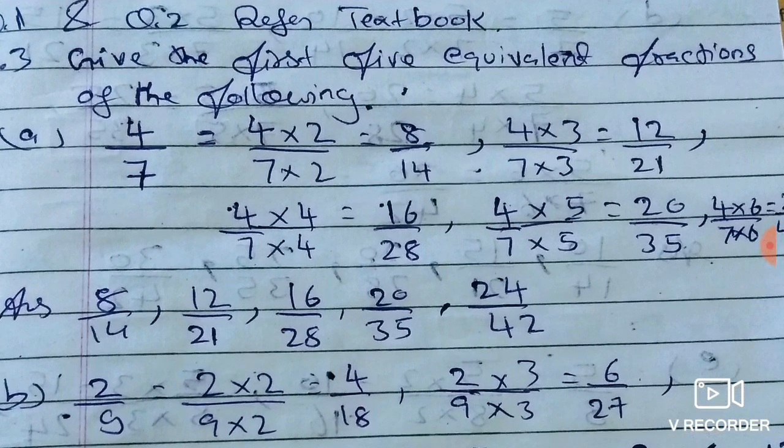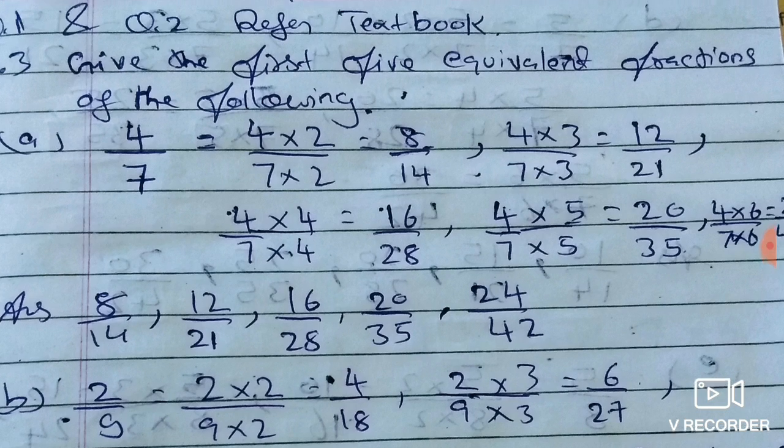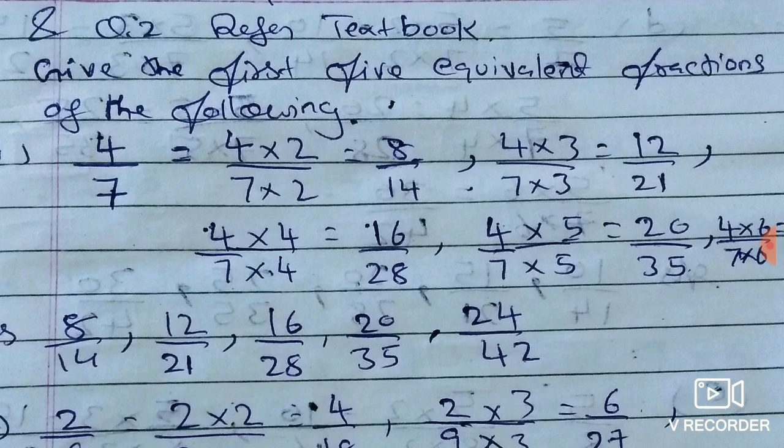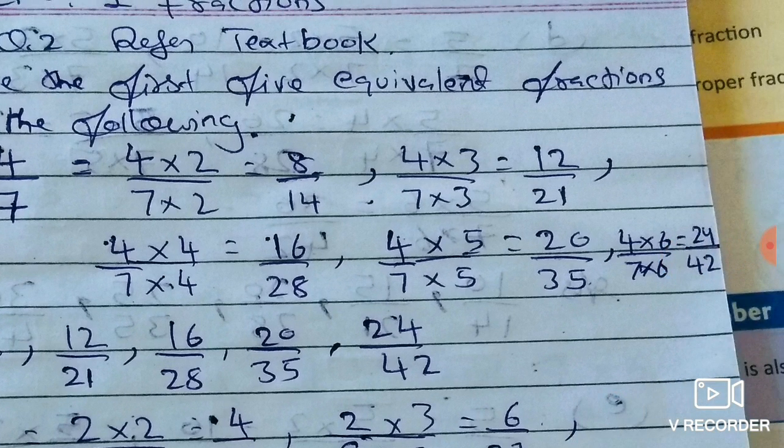So 4/7 is the question given in the first one. So write 4 into 2, 7 into 2. So our first equivalent fraction is 8/14. Next, write a comma. We multiply 4/7 with 3. 4 3s are 12 and 7 3s are 21. So this is your second equivalent fraction. Next, multiply 4/7 with 4. 4 4s are 16, 7 4s are 28. So this is your third equivalent fraction. Next, multiply 4/7 with 5. This is your fourth equivalent fraction.